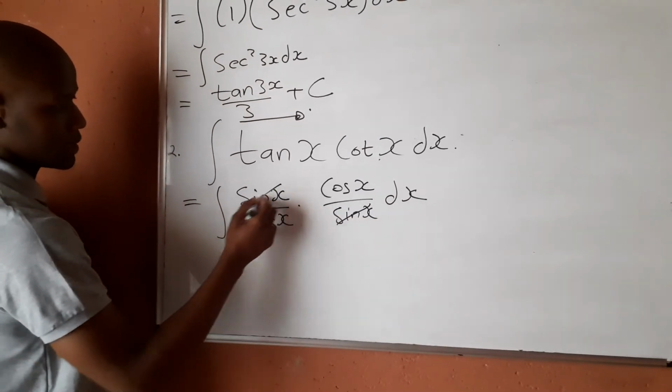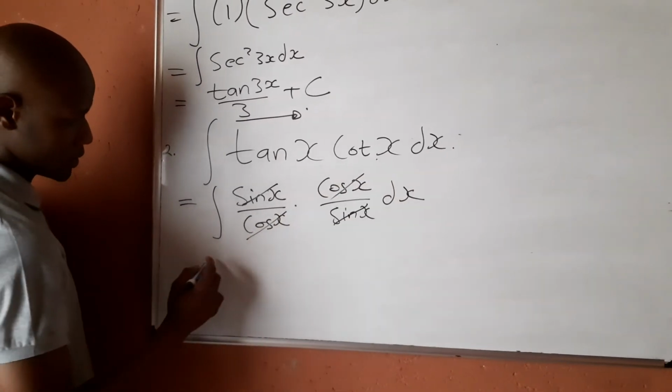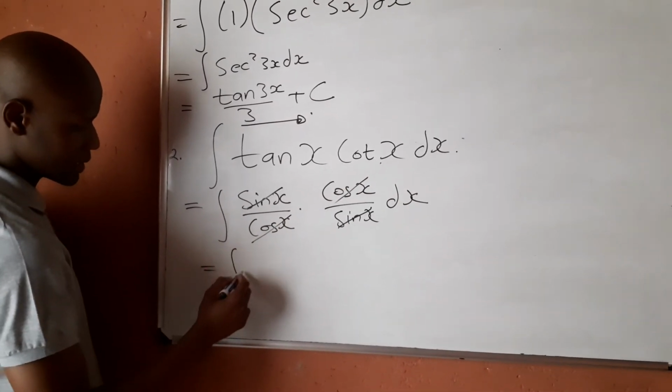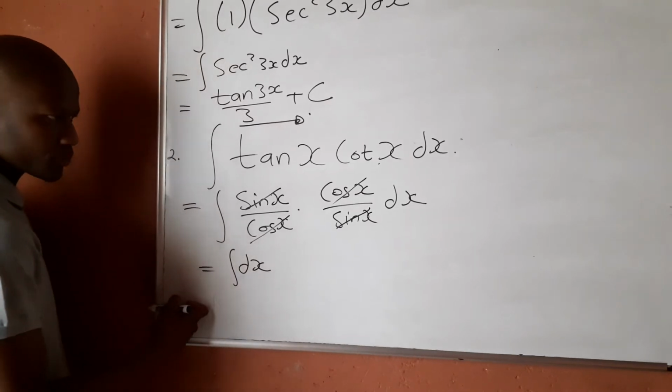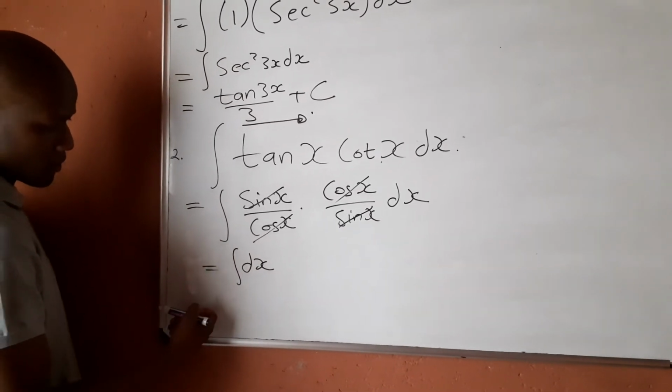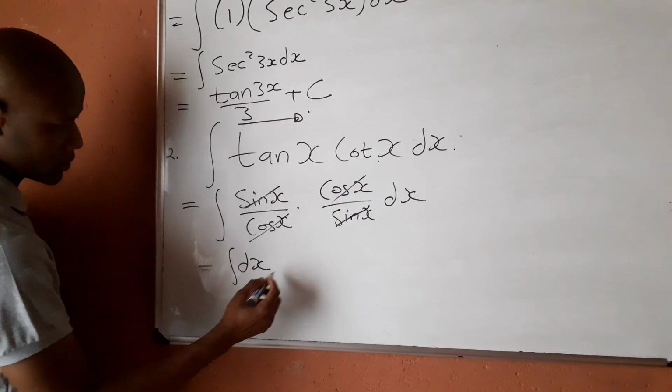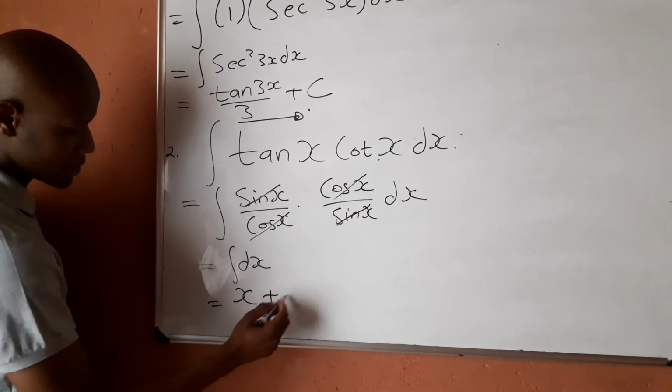Therefore sine cancels sine, cos cancels with cos. We are left with the integral of dx. On standard integrals, we integrate dx, which is the same as x plus c.